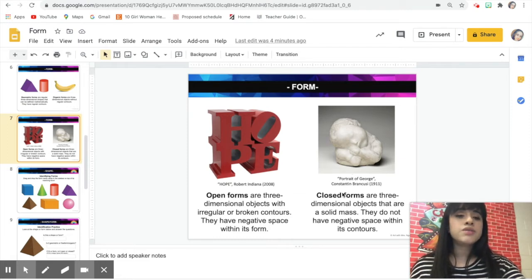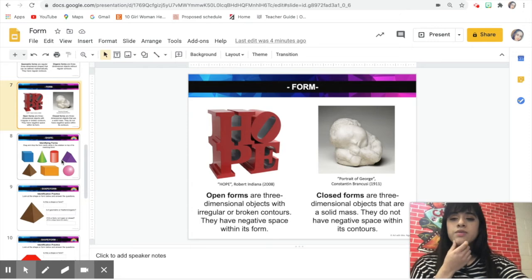Now, closed forms. Look at this very beautiful sculpture, Portrait of George. Closed forms are three-dimensional objects that have a solid mass, so they're just solid. They don't have negative space within their contours, like the sculpture here on the left. Closed, no negative space. Open, negative space. Keep that in mind.